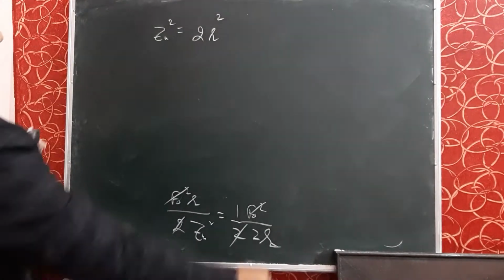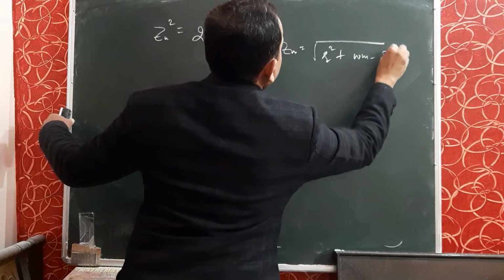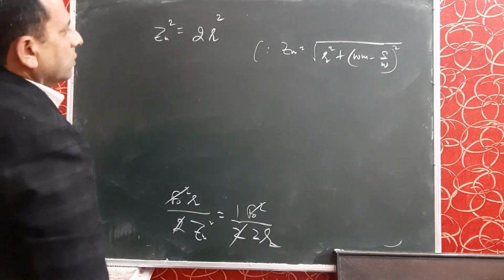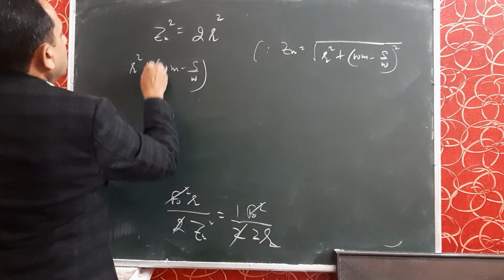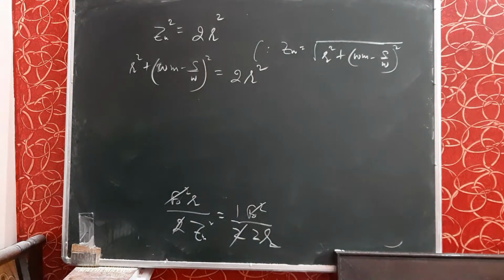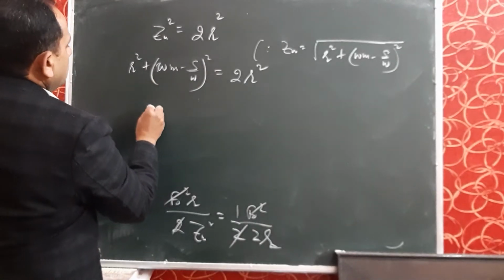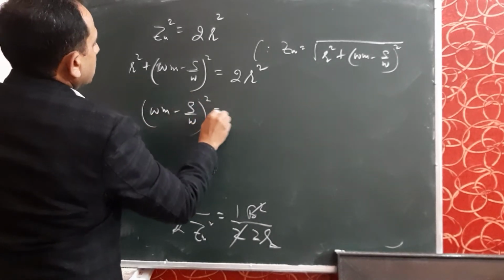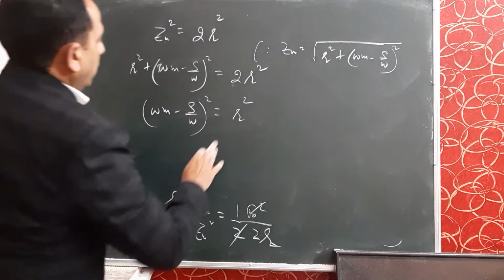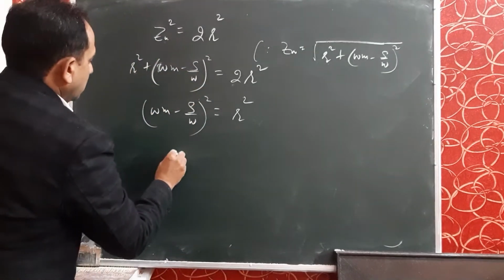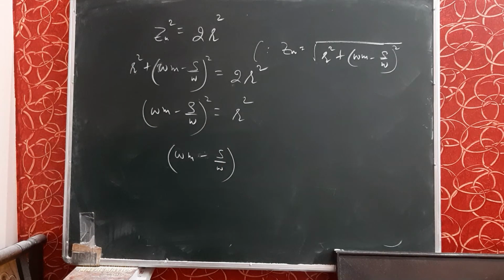Now what is zm? Since zm is the square root of r square plus omega m minus S by omega whole square, when we take the square, the square root will cancel out, and we get r square plus omega m minus S by omega whole square is equal to 2r square. This r square will go to the right side, and 2r square minus r square is r square. We take the square root on both sides. We get omega m minus S by omega is equal to plus minus r.